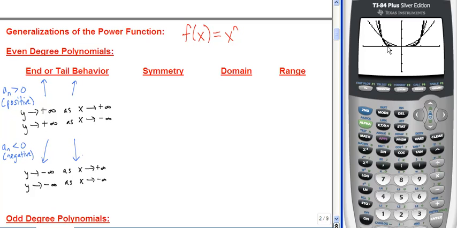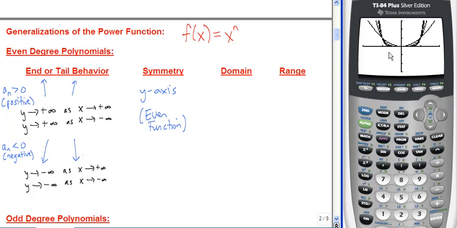If you take a look at these graphs that we had over here, what kind of symmetry do they have? They are reflections across that y-axis. So this would be y-axis symmetry, and that's another name for being an even function, which makes sense since we have an even power. Let's talk about the domain as well.